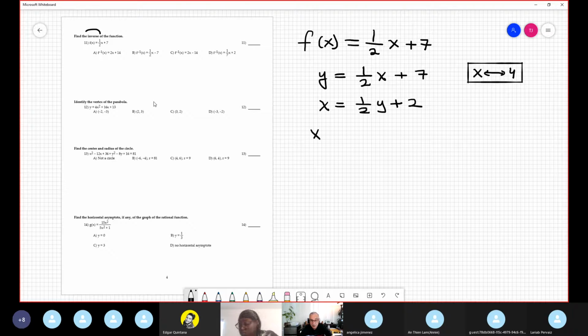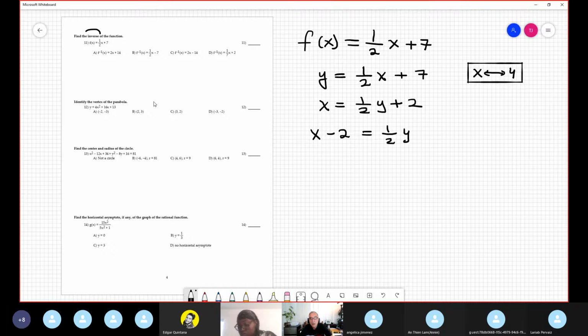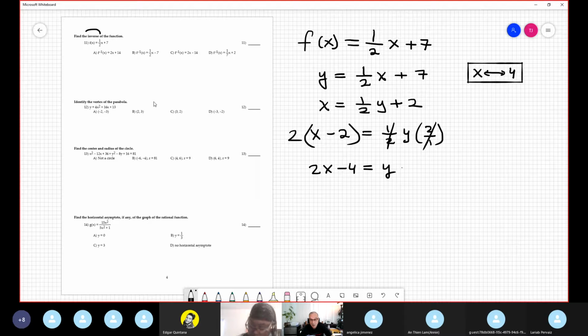So you subtract 7. Okay, now I'm going to remove this 1/2 by multiplication by the reciprocal, 2 over 1, or just 2, it's the same, on both sides. So distribute here, 2x minus 14 is equal, on the right-hand side this and this cancel out, it's 1, and 1 is an invisible y. And this new y is the inverse function.